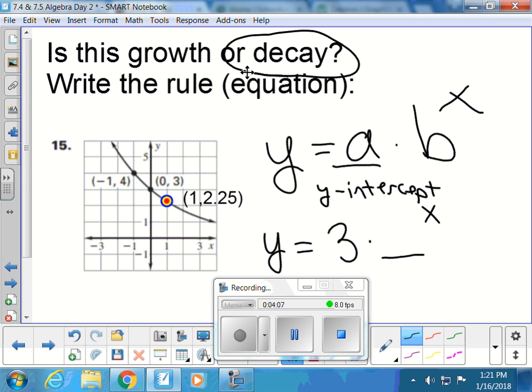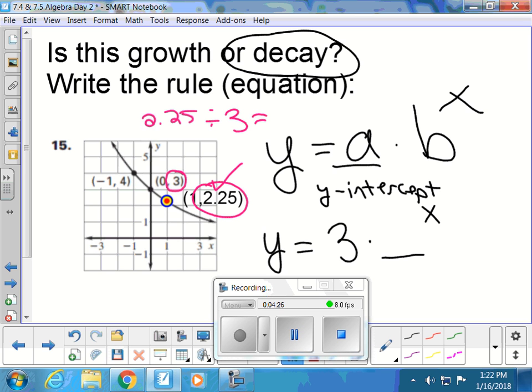So to work backwards, you want to take the number on the right and divide it by the number on the left to figure out what they were multiplying by. So type in 2.25 divided by 3, and that'll be what the constant multiplier was.